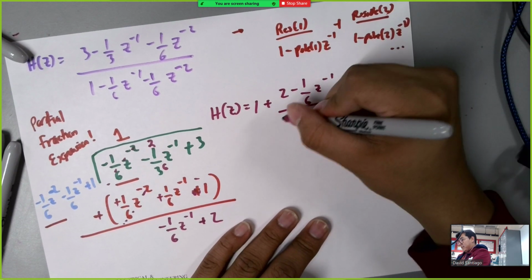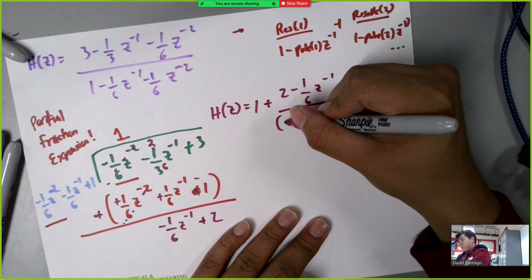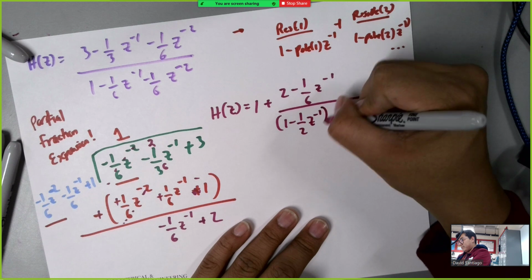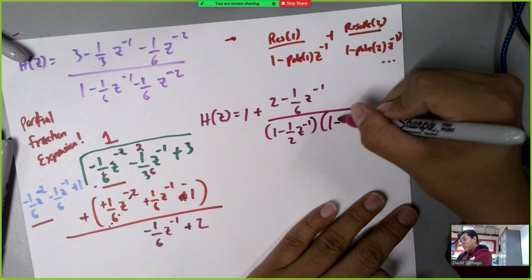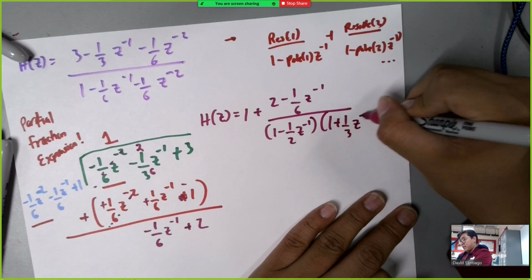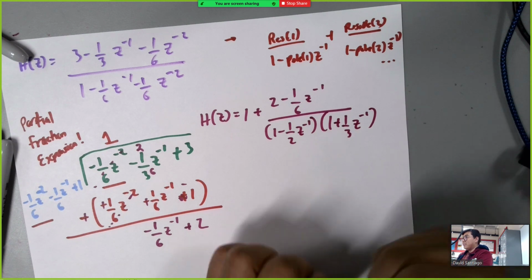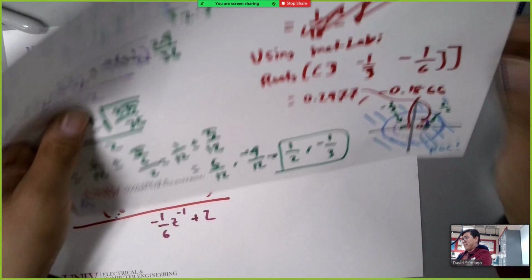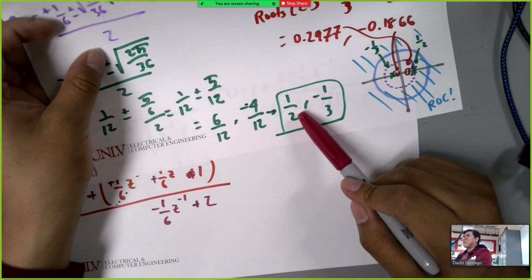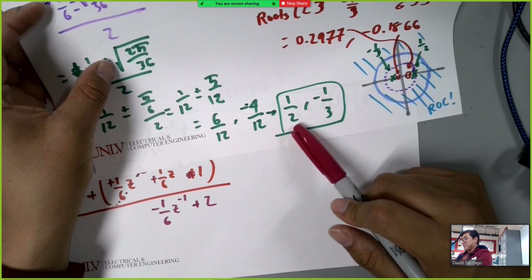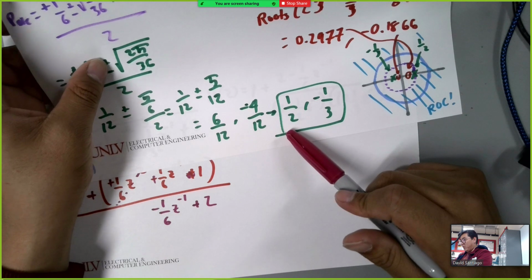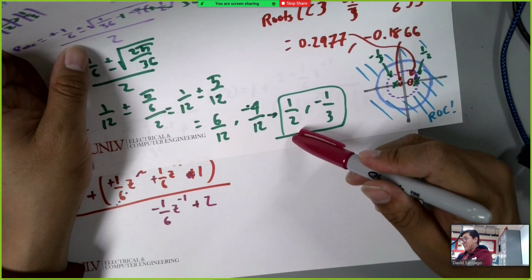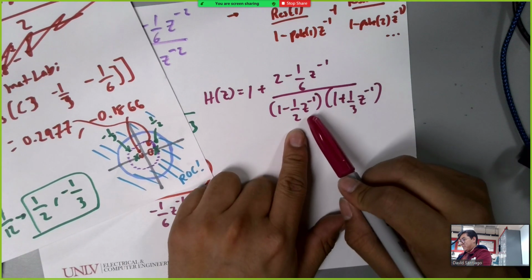And then would it bother anyone if I did this? Denominator: (1 minus 1/2 z to the minus 1)(1 plus 1 over 3 z to the minus 1). If that bothers you, we got this from the beginning, the hand calcs we did. So our 1/2, that's our pole. This is what's going to make the thing unstable. How do you make it unstable? Well, you do this.